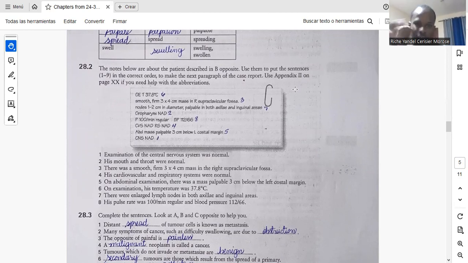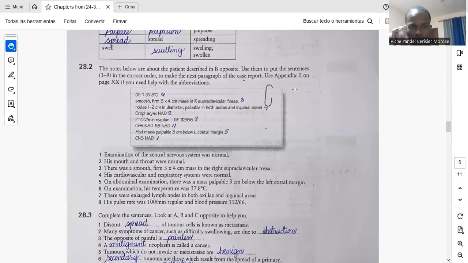Next, the notes below describe the patient. Use them to write sentences correctly. The examination of the central nervous system was normal. CNS NAD. His mouth and throat were normal. Orthophonics, NAD. There was a smooth, firm, 3 by 4 centimeter mass on the right supraclavicular fossa.